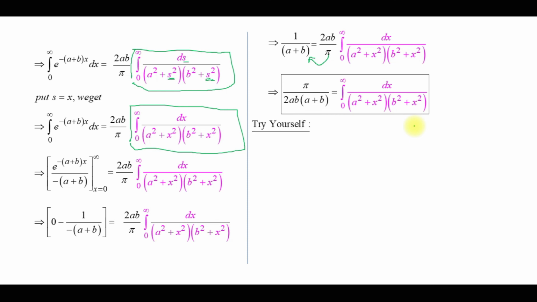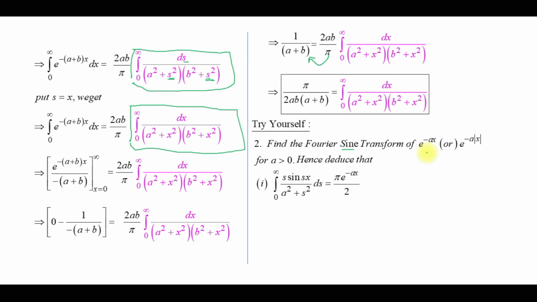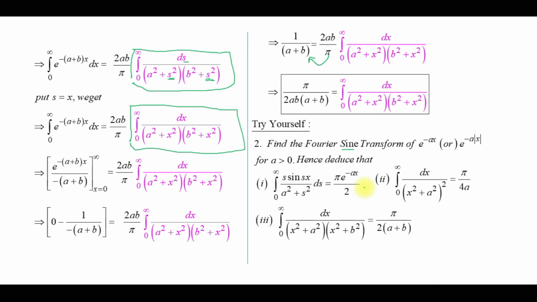Try yourself the same problem, but instead of cosine, here sine. So you have to find the Fourier sine transform of e power minus ax. Hence deduce these three deductions. Also I have given the answer. For the Fourier sine transform, the answer is that, the first part.